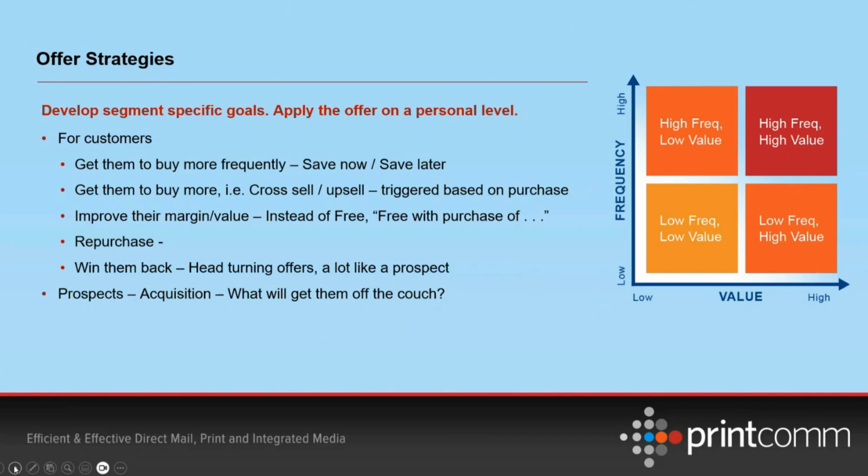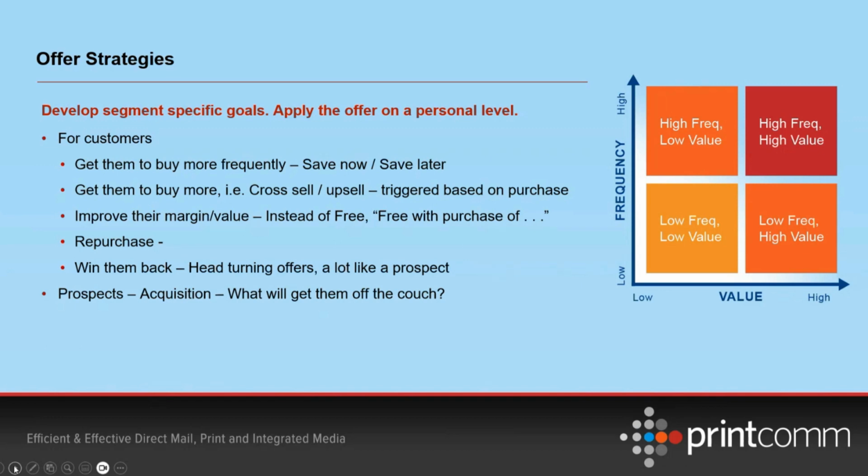Anybody who knows me knows I'm the king of the quadrant. I've got a quadrant for anything. And this is a basic segmentation model that keys off of frequency and value, over there on the right side of the screen. The vertical axis goes from low frequency on the bottom to high at the top, and the value or margin on the horizontal axis goes from low in the lower left over to high on the right.